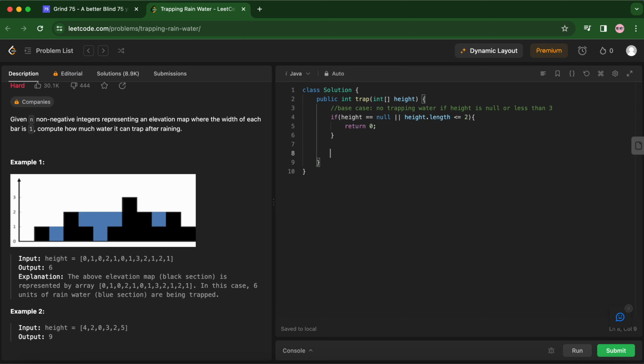That's it. Now since we need 2 pointers on the left side and the right side, let's declare our variables. So left and right pointers. int left is equal to 0, int right is equal to height.length minus 1. These are the pointers, so that we can start contracting from the left hand side and the right hand side simultaneously.